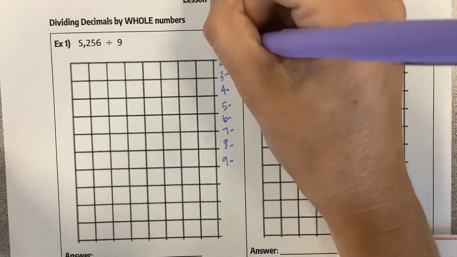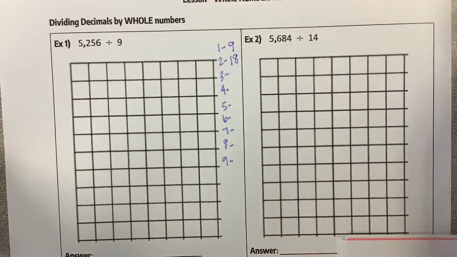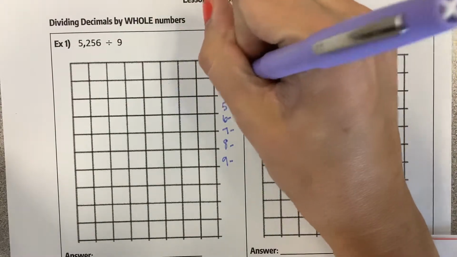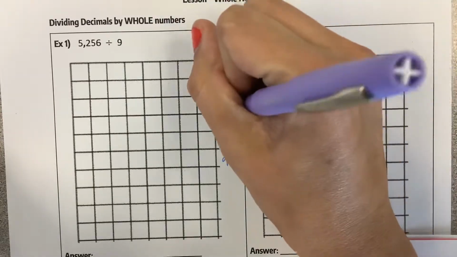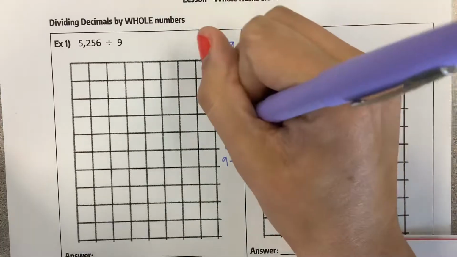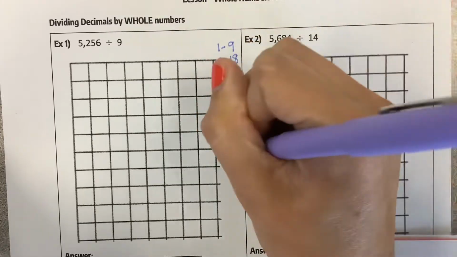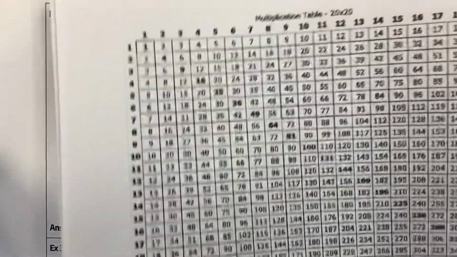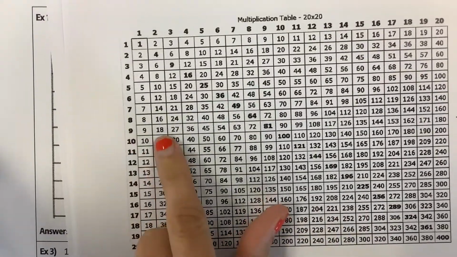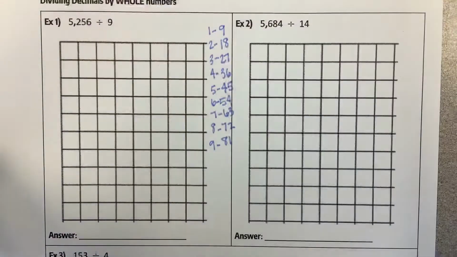So the first multiple of 9 is 9, then 18, then 27, 36, 45, 54, 63, 72, 81. So I can look on the chart here, if I find it, 9, 18, 27, 36, 45, 54. That's where I'm getting those numbers from.